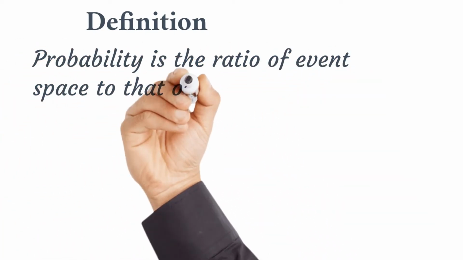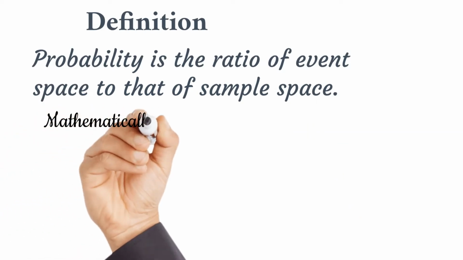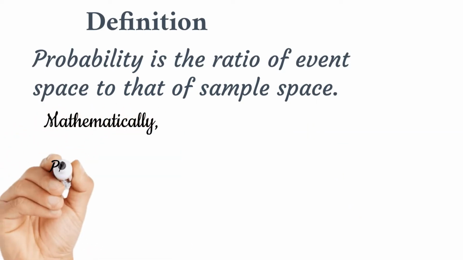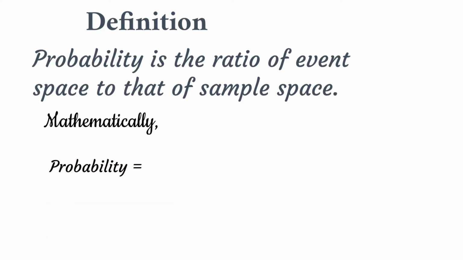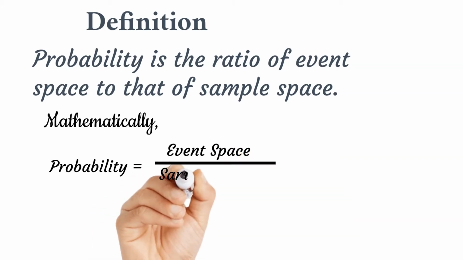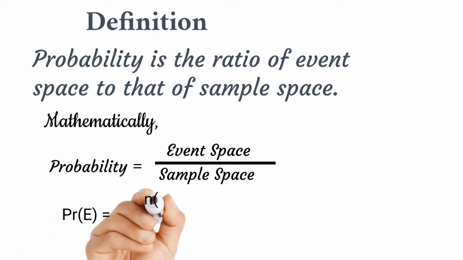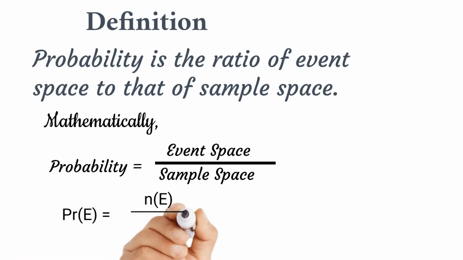Probability is the ratio of event space to that of sample space, right? Mathematically, probability of an event is given as event space, that's number of event space over number of sample space. You can abbreviate it as probability of E equals number of E over number of S, all right?